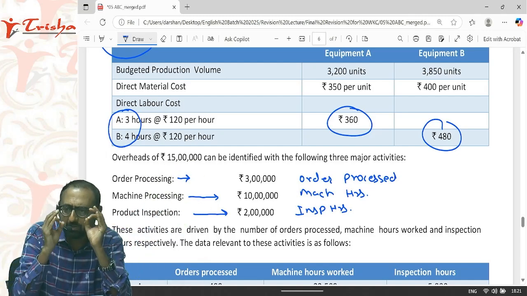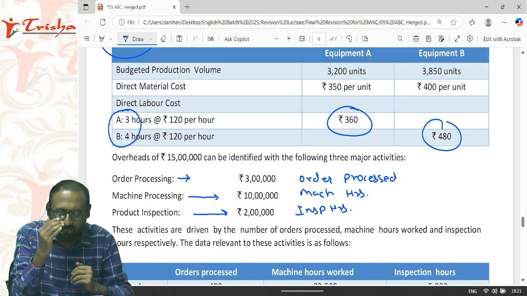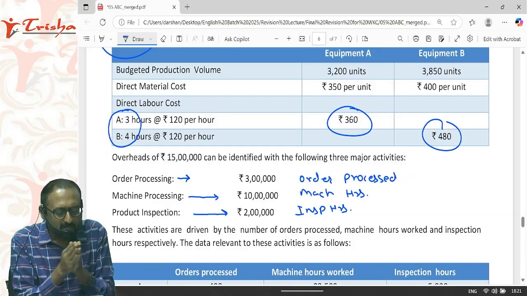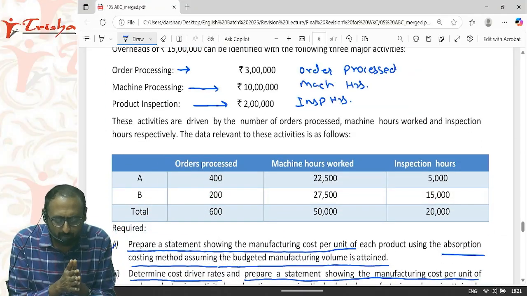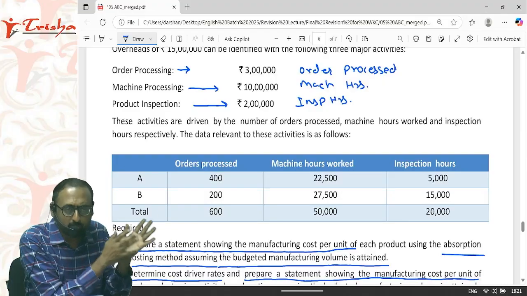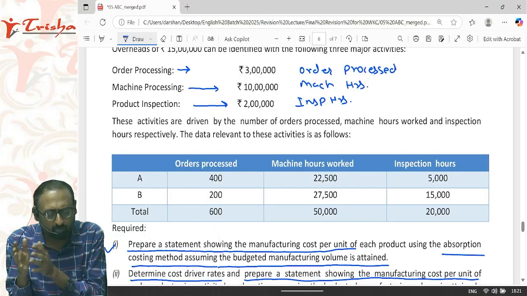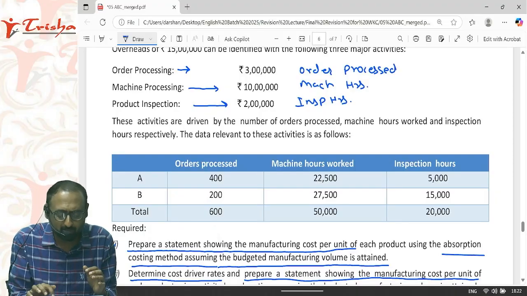Step number 2, calculate the cost of the activity. No need to calculate, already cost is given in the question: 3 lakh, 10 lakh, and 2 lakh. Third step, define cost driver, appropriate cost driver. For order processing, order process is a cost driver. For machine processing, machine hours is a cost driver. For product inspection, number of inspection is a cost driver. So you will calculate overhead absorption rate, any activity cost driver rate, then you will prepare the cost sheet.